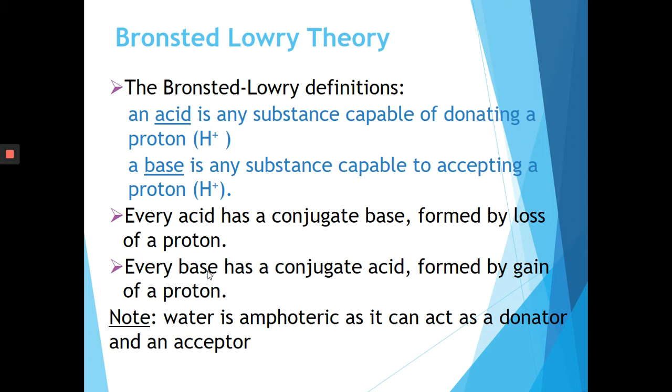An acid donates a proton. A conjugate base forms when the acid loses a proton. A base accepts a proton. A conjugate acid forms when a base accepts the proton.